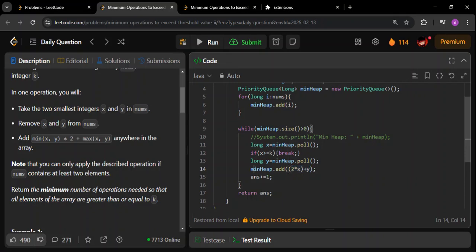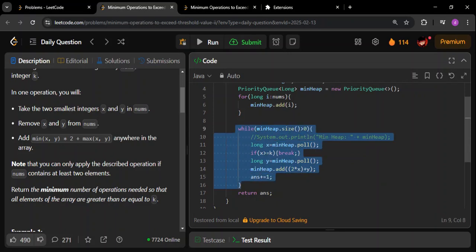This value will now be inserted into the heap. So two elements were removed, and in place of them a single element was inserted. Since we have done this whole operation, at this point we are doing answer plus 1. Had we broken out from here, we would not have incremented the answer, since the operation was not done. But since we have done all three steps, popping x, popping y, and inserting the calculated value, we are doing answer plus 1.